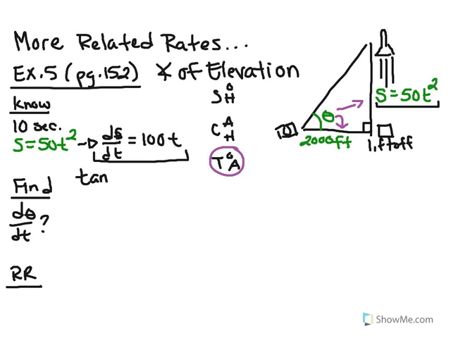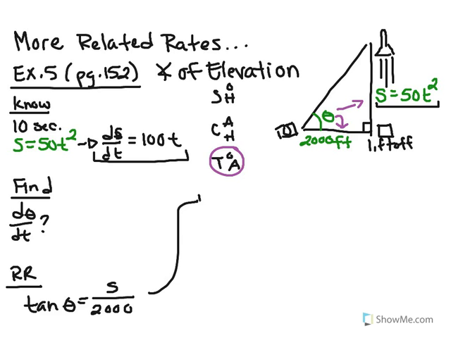So tangent theta, oh, but actually I'm going to put this under my related rate because this is how we're going to find that theta. So tangent theta equals S over 2,000. And remember that S is the same thing as that equation, and that's fine, but we'll get to that in just a second. So I think I've got quite a bit of information here, so we're going to go ahead and start deriving. So the derivative of tangent theta is secant squared theta.